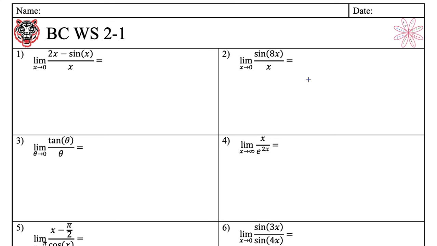All right, so we are on worksheet 2-1 for our BC calculus, in quotes. There's our new logo, it is in the top right. I don't know why it printed out weird on your guys', like it kind of cut off that line. I'll try to fix that for the future.